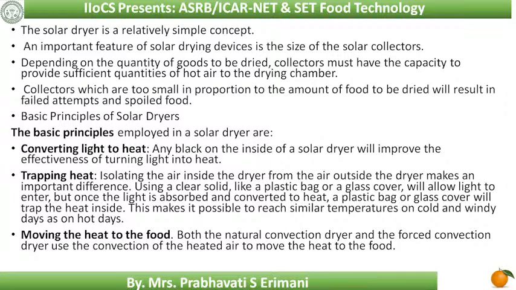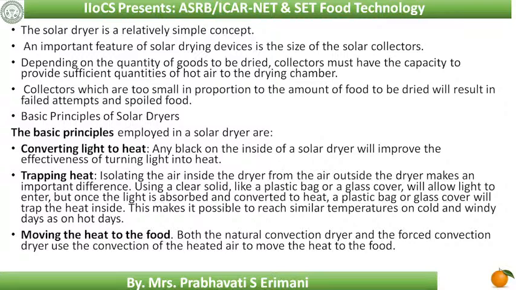Trapping heat, this is what it will do, isolating the air inside the dryer from the air outside the dryer. This is converting light to heat, and the next principle is trapping heat. So, isolating the air inside the dryer from the air outside the dryer makes an important difference. Using a clear solid like a plastic bag or a glass cover will allow the light to enter, but once the light is absorbed and converted into heat, the plastic bag or glass cover will trap the heat inside. This makes it possible to reach similar temperatures on cold and windy days as on hot days.